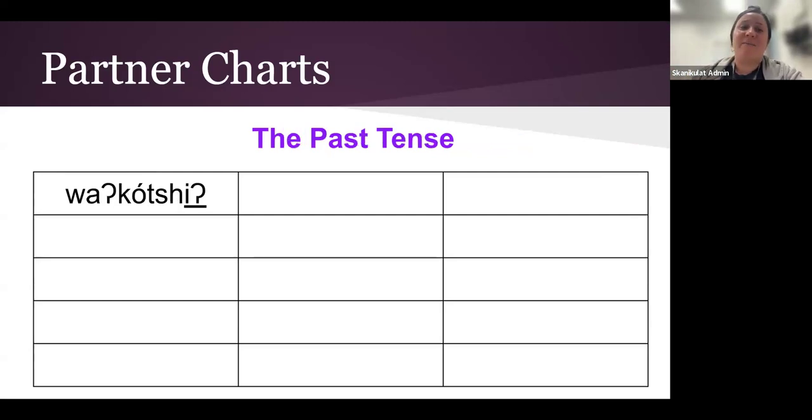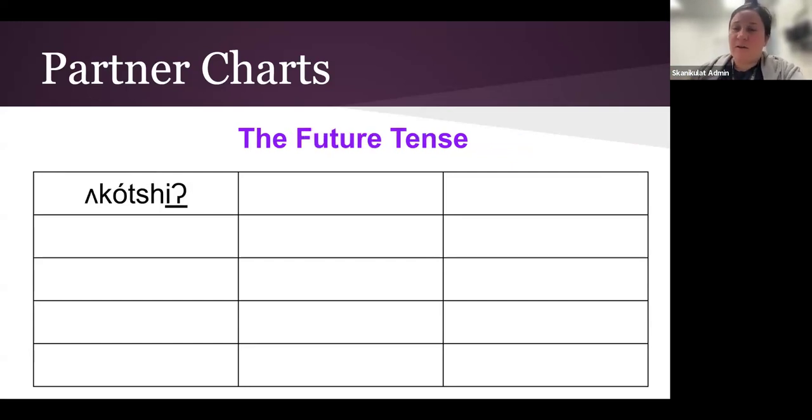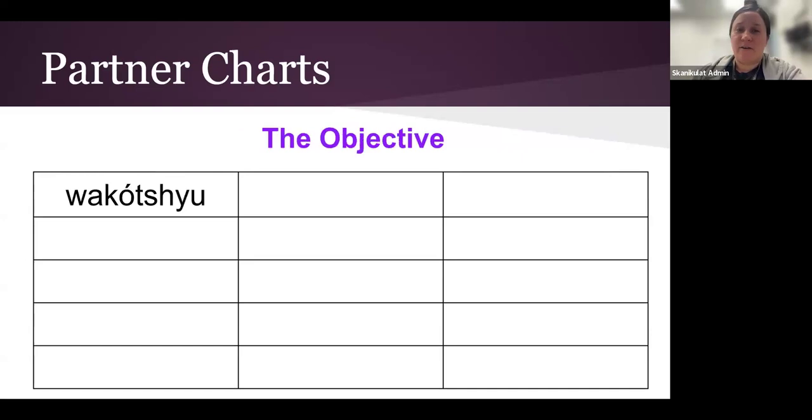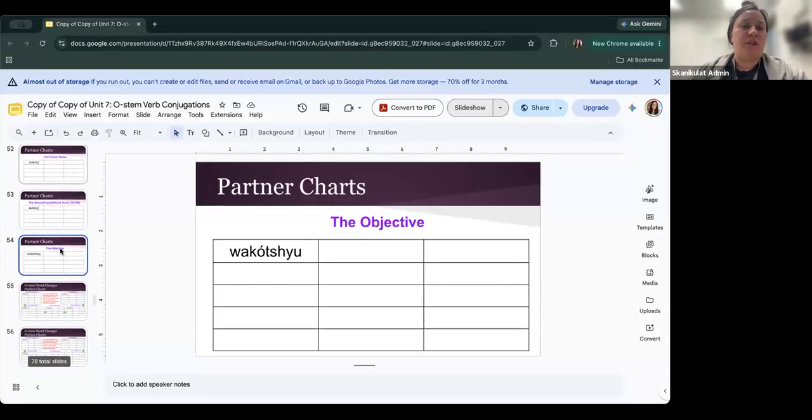What goch? I pulled it out. Do all the rest of the changes. See how far you can get. See if your tense prefixes are accurate. Check them back in the book or in this video. Same thing with the future. Ungoch. Give me the rest of the changes. Write them out. Same thing with should, could, or would, a goch, and then also the objective, wagochu. So that's another helpful study tool to do the changes on.